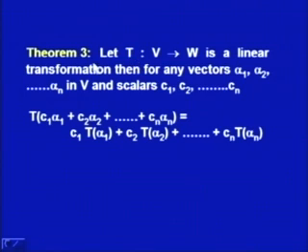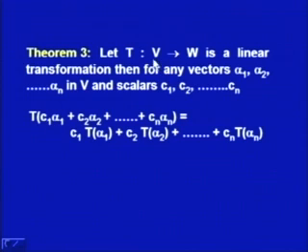Now, some more results. T is a linear transformation from V into W. Then for any vectors alpha 1, alpha 2, alpha n in V and scalars C1, C2, Cn, T of C1 alpha 1 plus C2 alpha 2 plus Cn alpha n is equal to C1 T alpha 1 plus C2 T alpha 2 plus Cn T alpha n. We have n vectors and n scalars, and we have taken the linear combination of the vectors alpha 1, alpha 2, alpha n with the scalars C1, C2, Cn. Since V is a vector space, this linear combination will also belong to V. So, this is also a vector in V, and since T is a linear transformation, T of this vector is equal to C1 T alpha 1 plus C2 T alpha 2 plus Cn T alpha n.